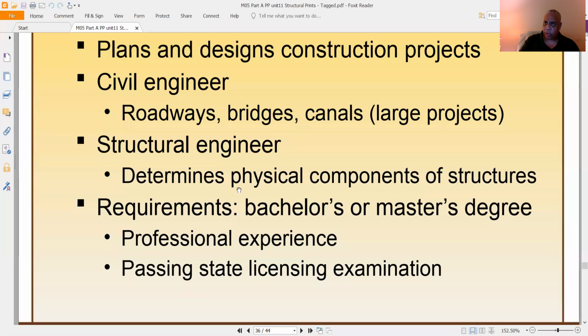Now, to be an engineer, you have a couple of requirements. You need to first get a minimum of a bachelor's degree. You can get a master's degree. You have professional experience, and then you pass a couple of licensing exams.